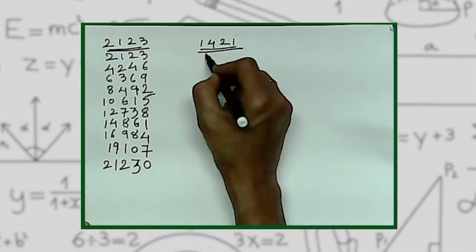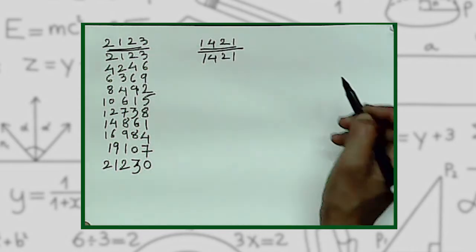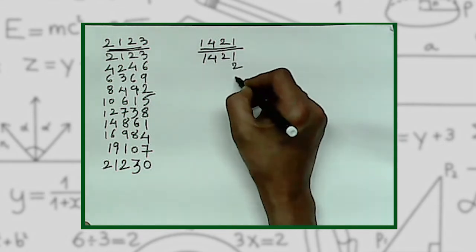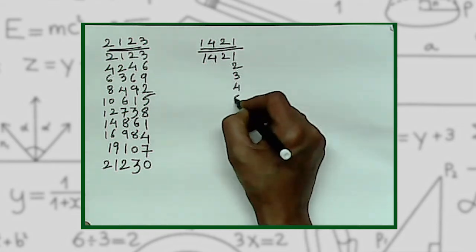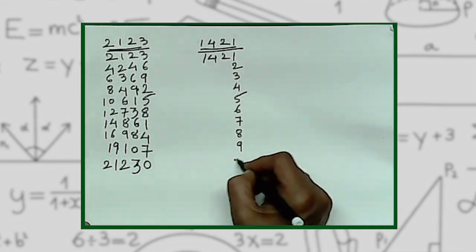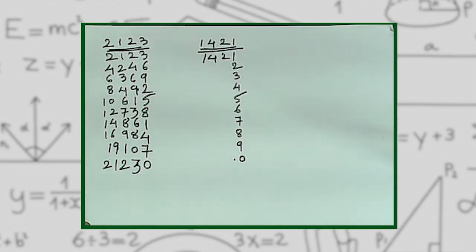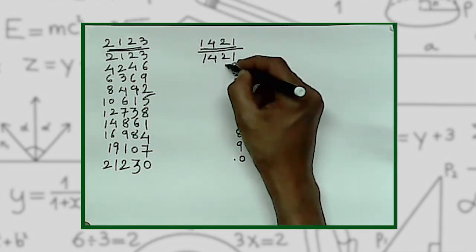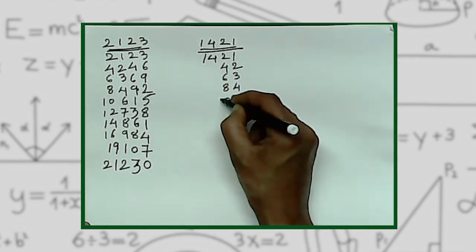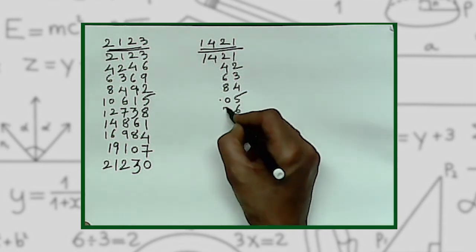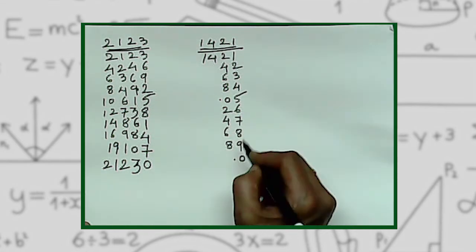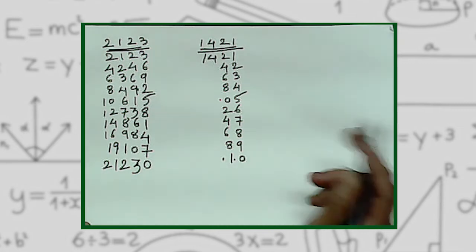1421. Units place. It is very easy. 1 plus 1, 2, plus 1, 3, plus 1, 4, plus 1, 5, plus 1, 6, 7, 8, 9 and 10. So point 0. 2 plus 2, 4 plus 2, 6 plus 2, 8 plus 2, 10. So point 0. 2 plus 0 is 2. 2 plus 2, 4 plus 2, 6 plus 2, 8 plus 2, 10 and point 11.